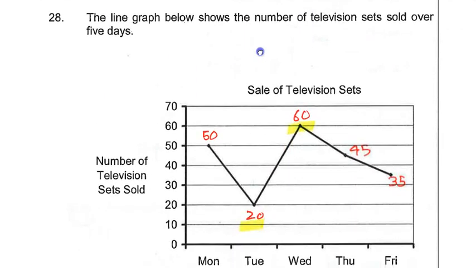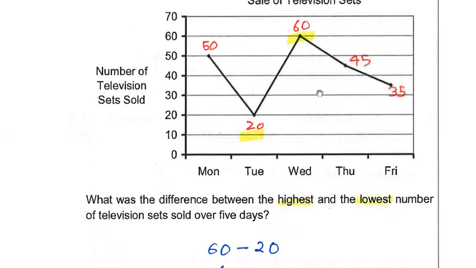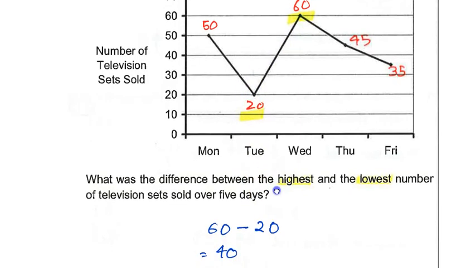Next, this line graph, it will be good for you to put this labeling here: 50, 20, 60, 45, and 30. All right, let's take a look at what the question is about. What was the difference between the highest and the lowest number of television sets sold over 5 days? So highest is 60, lowest is 20, so the difference is 40.